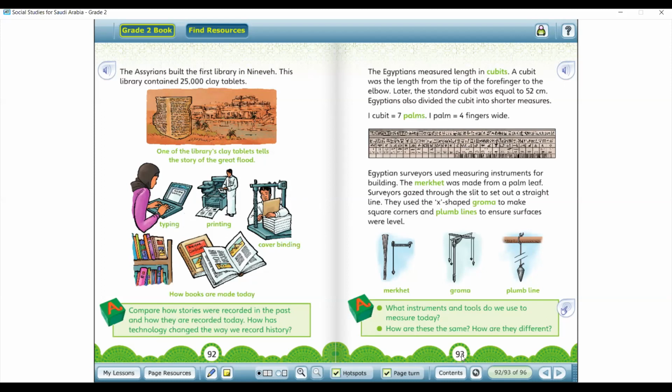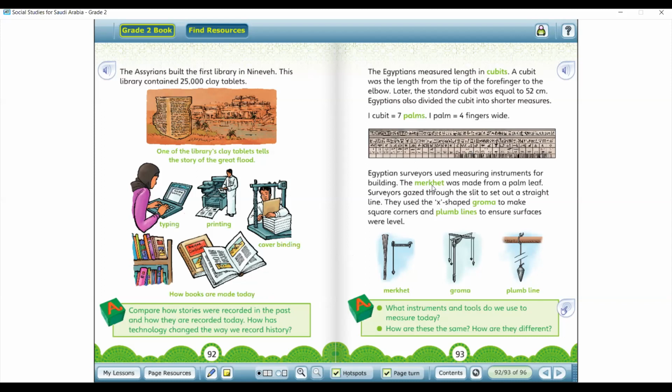Then on page 93, we have the Egyptians measured length in cubits. Remember this: a cubit was the length from the tip of the forefinger to the elbow. Later, the standard cubit was equal to 52 centimeters. Egyptians also divided the cubit into shorter measurements. One cubit was 7 palms, and 1 palm is equal to 4 fingers wide. So there you have the cubits in measurements, like a ruler type thing.